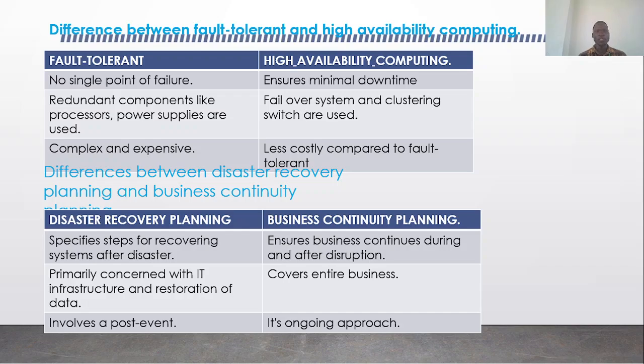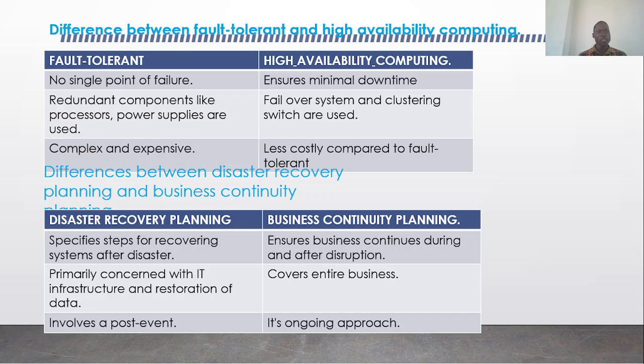We have the differences between fault-tolerant and high availability computing. Under fault-tolerant, no single point of failure, while high availability computing ensures minimal downtime. Then redundant components like processors and power supplies are used under fault-tolerant, while under high availability computing, failover systems and clustering switches are used.